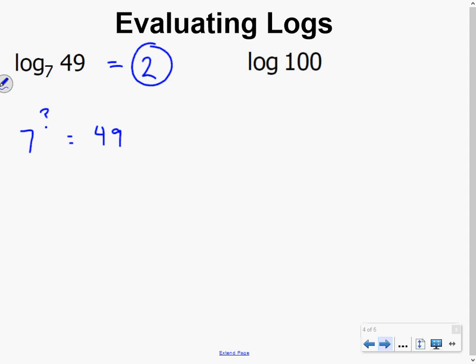Now, you might be confused about the second one here because there is no base written. This is actually something that comes up a lot. It comes up so often that we call it a common log. So anytime you just see log, it is really log base 10. And again, the name for that you'll hear is a common logarithm. So if you don't see the base, just put a 10 in there and you can keep going.